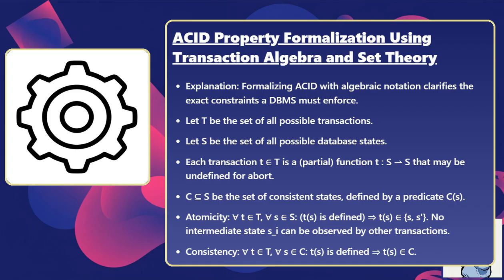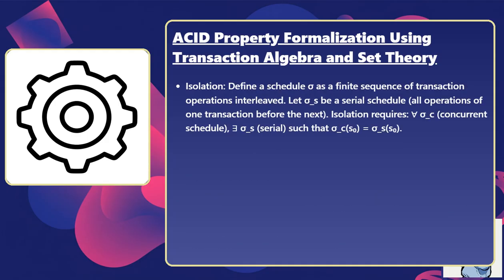Consistency: for all T in T, for all S in C, if T(S) is defined, then T(S) is in C. Isolation: define a schedule σ as a finite sequence of interleaved transaction operations. Let σ_S be a serial schedule, all operations of one transaction before the next. Isolation requires that for all concurrent schedules σ_C, there exists a serial schedule σ_S such that σ_C(S0) equals σ_S(S0).